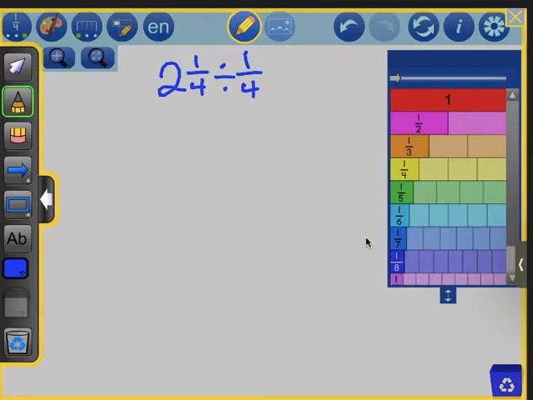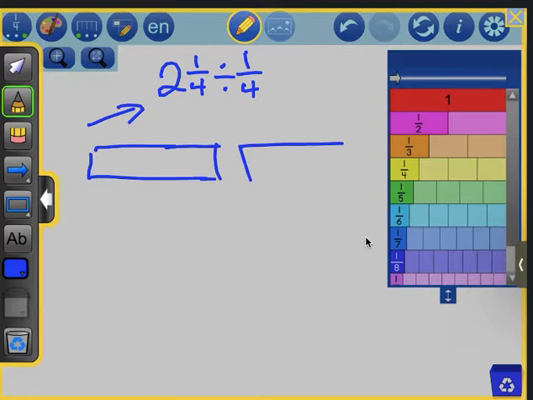So we have 2 1/4 divided by 1/4. So when I do this, I know this mixed number is actually going to have more than 2 wholes. It's not going to have 3 wholes, but it's between 2 and 3, right? And so I need to make 3 wholes to be able to solve my problem.